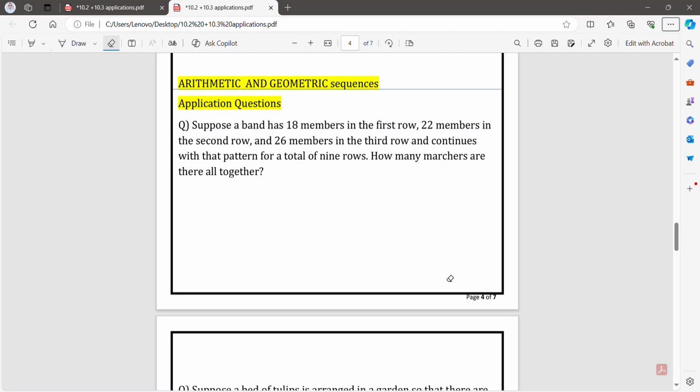Assalamu alaikum everyone. In this video we will talk about arithmetic and geometric sequences application questions. So let's start from the first question.